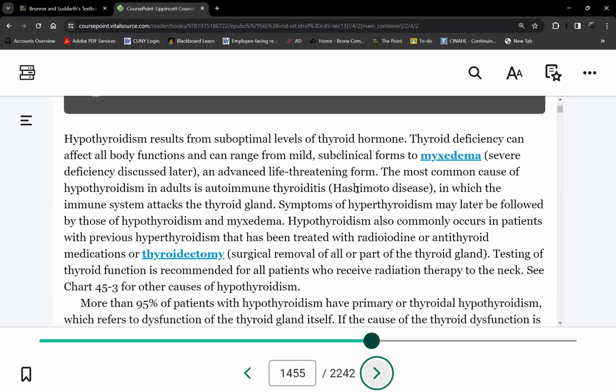Treatment of hyperthyroidism, and then now the patient becomes hypo, correct? All right.